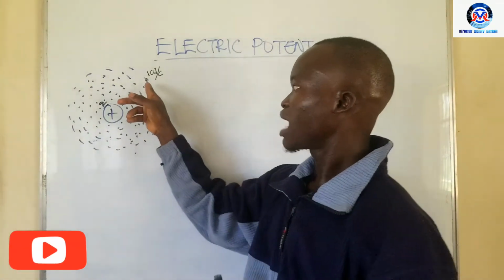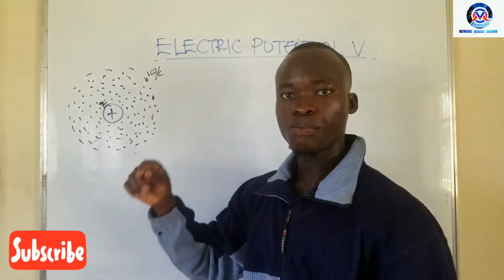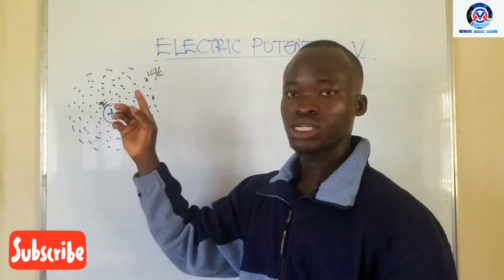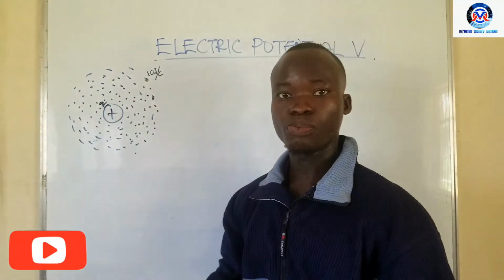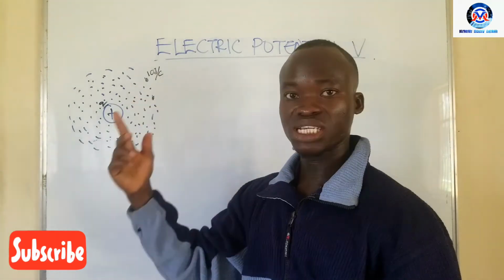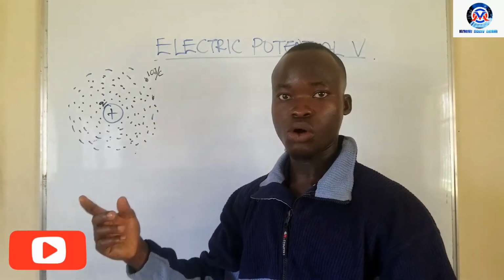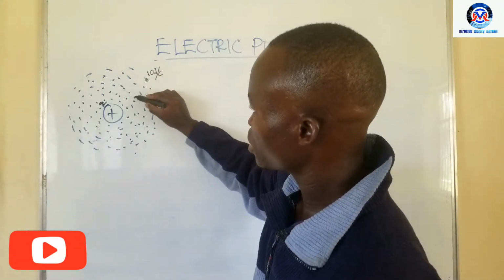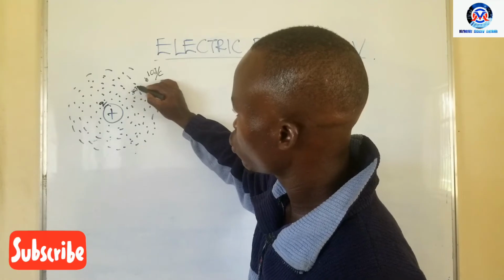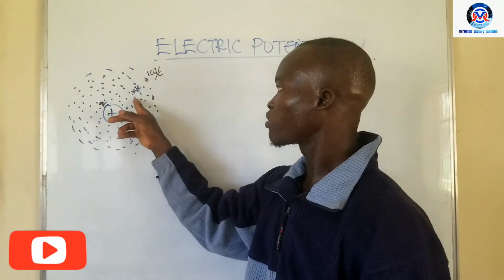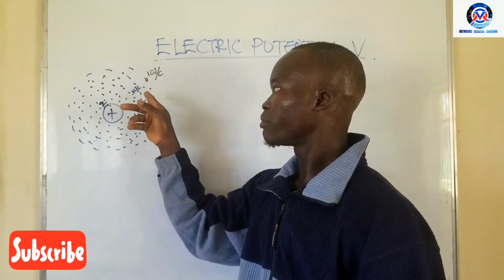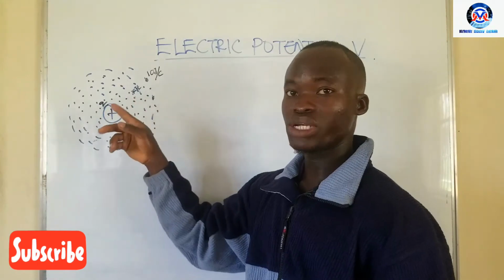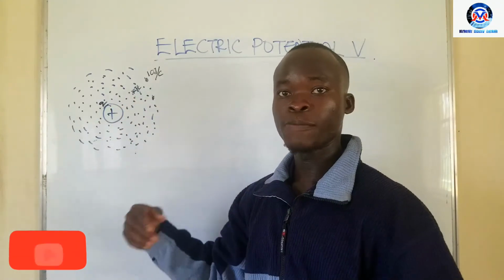This means that at this point, 1 coulomb of charge possesses a potential energy of 10 joules. That is, at this point, 1 coulomb of charge possesses 10 joules of energy. So at this point, we may have that the electric potential is 30 joules per coulomb. It means that 1 coulomb of charge has a potential energy of 30 joules at this point. So that is how to view electric potential.